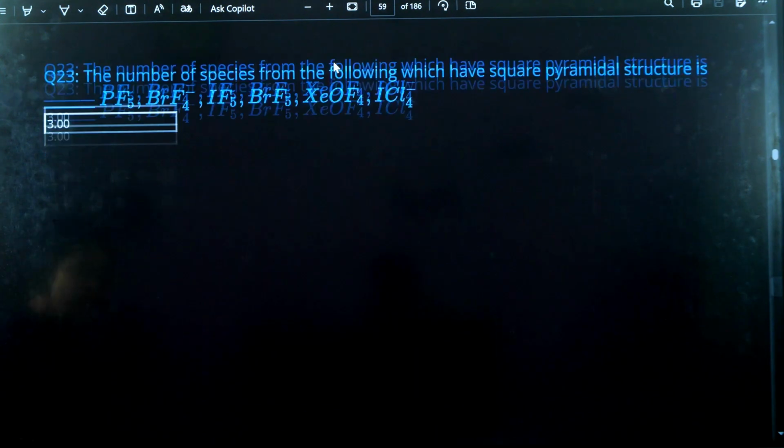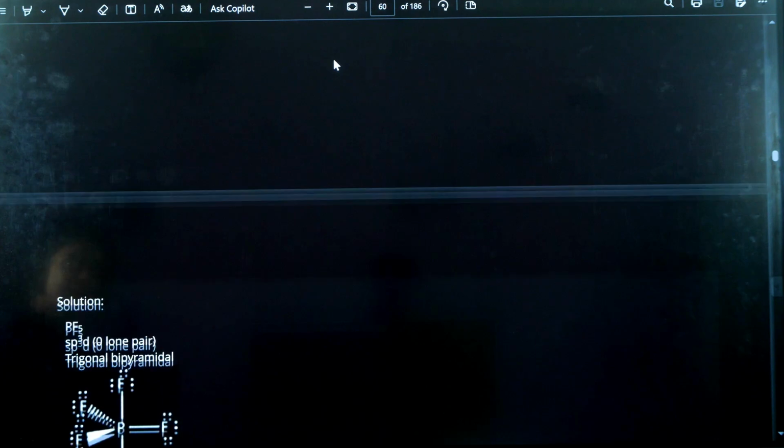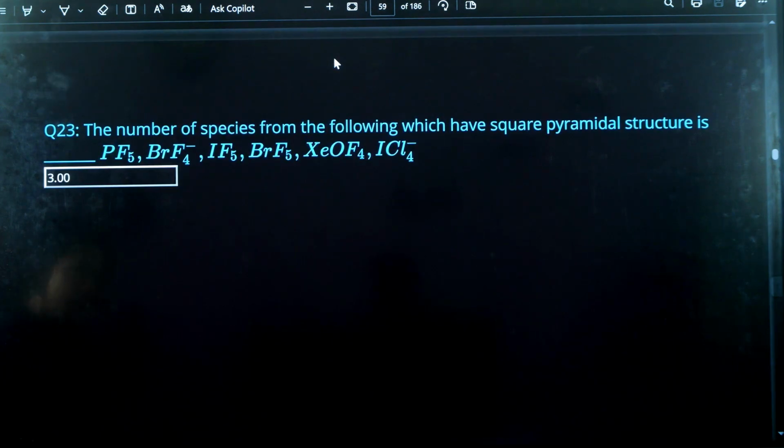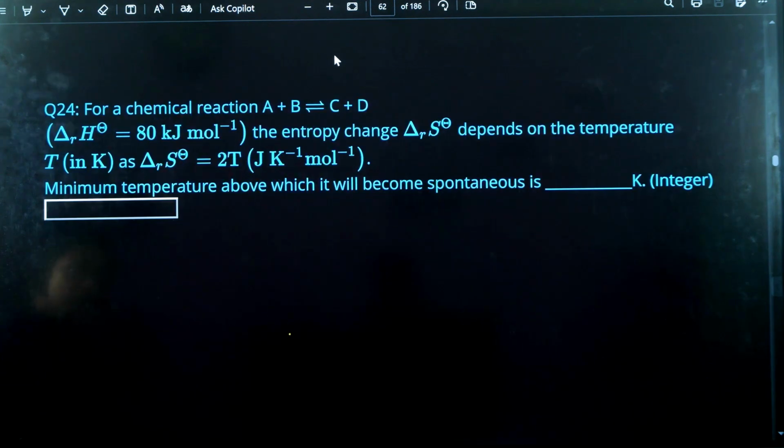do it by hybridization or VSEPR or whatever way you want. So for square pyramidal, the hybridization has to be sp3d2. So we can get our answer as 3 molecules, IF5, BrF5, XeOF4. Done. Okay. Now the next question.